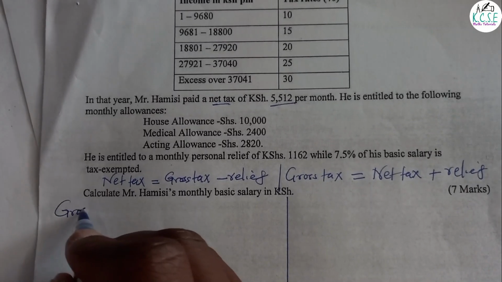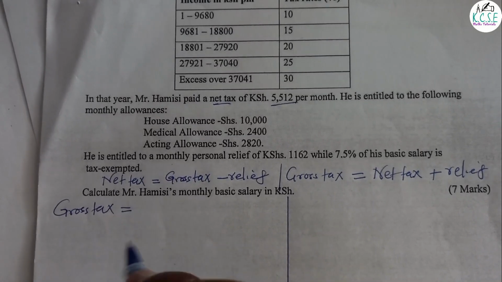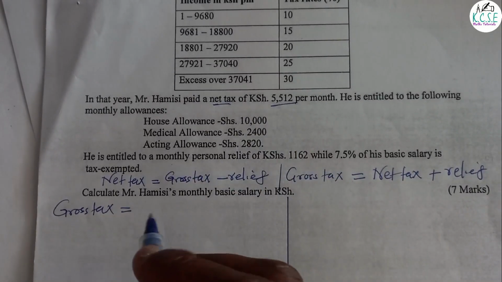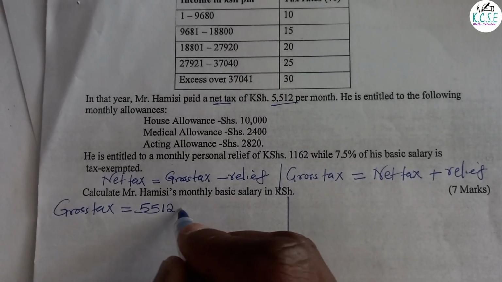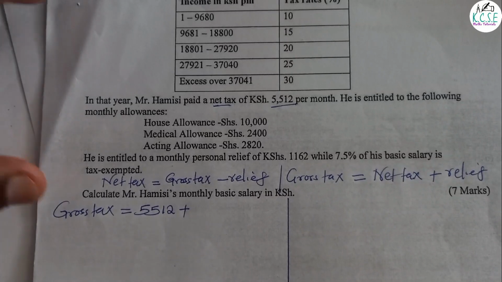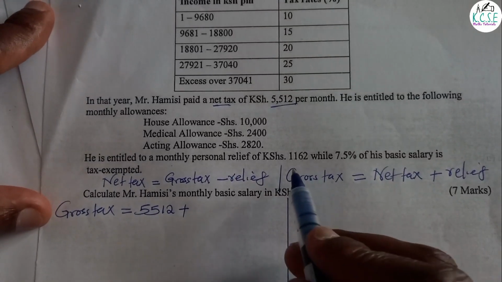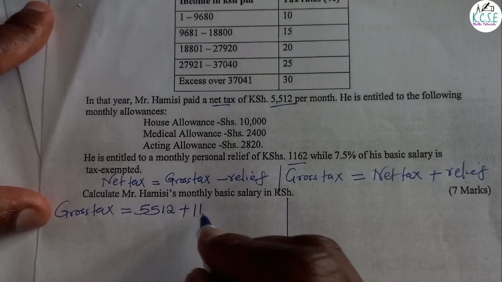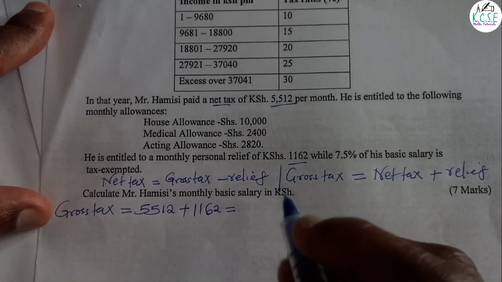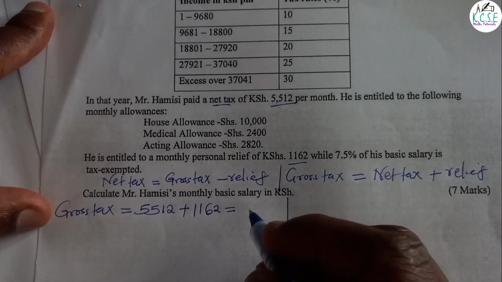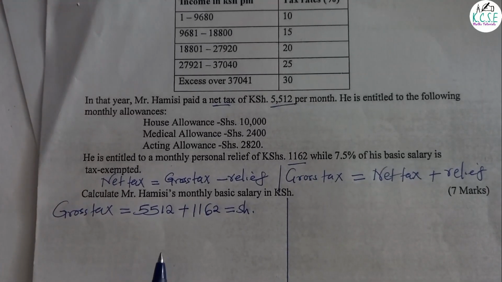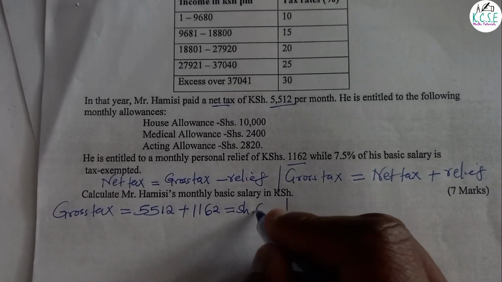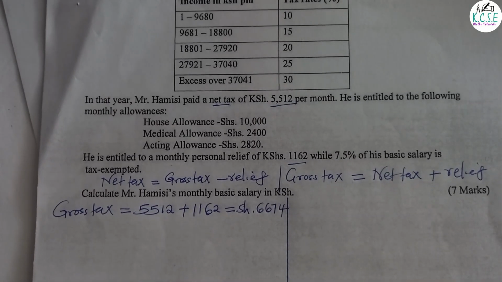So gross tax in this case will be given by the net tax, which is 5512, plus the relief. Relief is given here, 1162. When you add these, 5512 plus 1162, you will get 6674. So that is the gross tax.